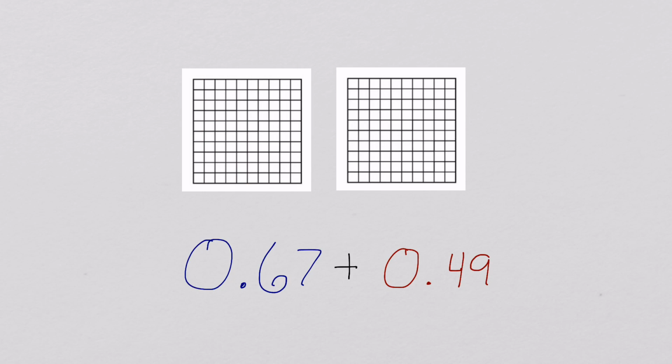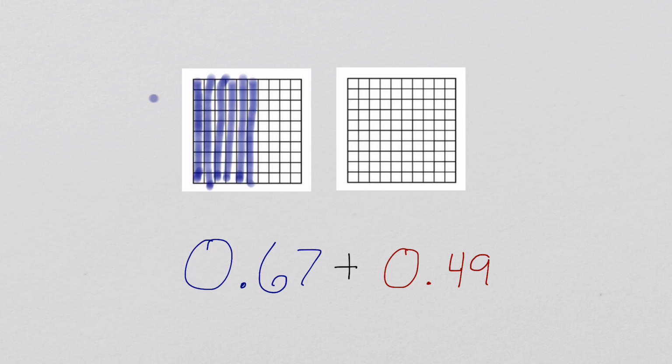This time we're going to add 67 hundredths and 49 hundredths. Start off just like before, and let's take care of our tenths. Let's take care of these tenths here. So we have 6 tenths in blue. So 1, whoops, make it look more like a highlighter, there we go. 1, 2, 3, 4, 5, and 6 tenths.